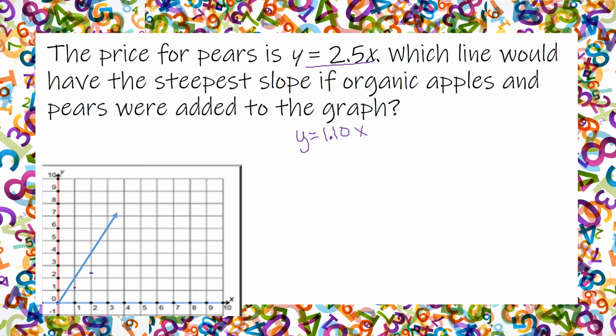here, 2.20, 3.30, 4.40, 5.50. So there's the organic apples. And then let's do pears in green. Okay, pears have 2.50 times x. So 2.50 times 1 would be 2.50. 2.50 times 2 would be $5. 2.50 times 3 would be $7.50. And 2.50 times 4 would be $10.